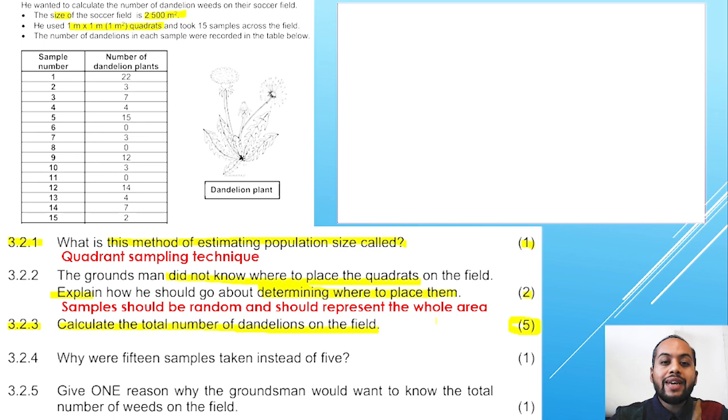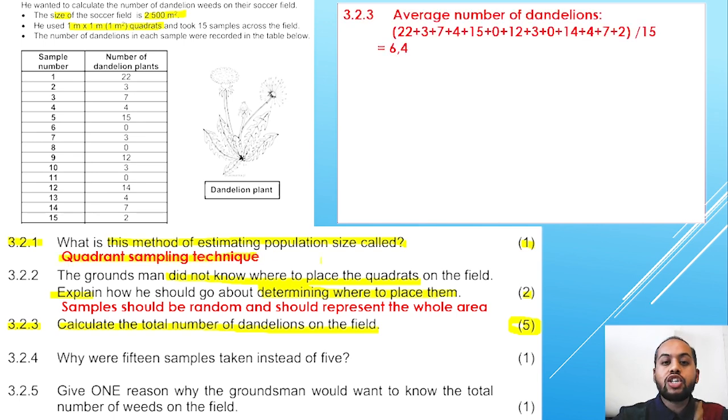To perform a calculation using the quadrant sampling technique, you are going to use the formula where you first need to calculate the average number of dandelions that are given. So the first step, you're going to calculate the average number of dandelions. Here is your number of dandelions. To calculate the average, you're going to add them all together. And since there are 15, you are going to be dividing by 15 because when you calculate the average, you add all numbers divided by the total numbers that you have.